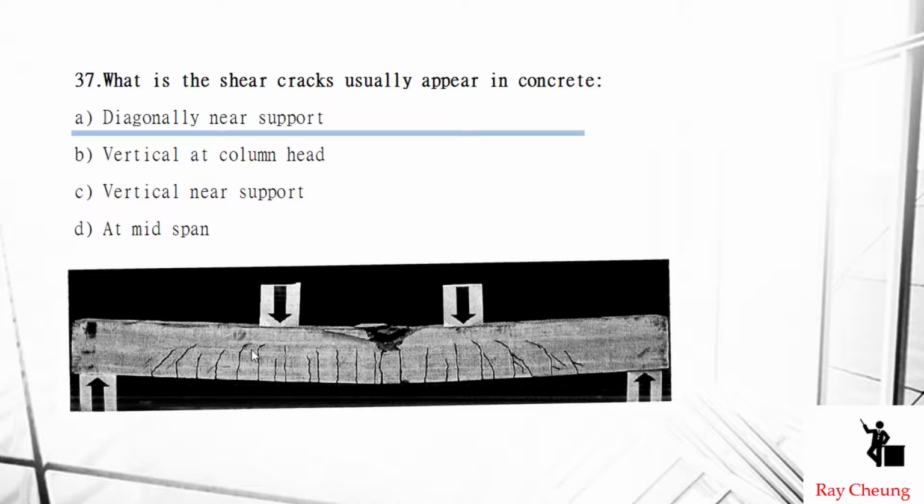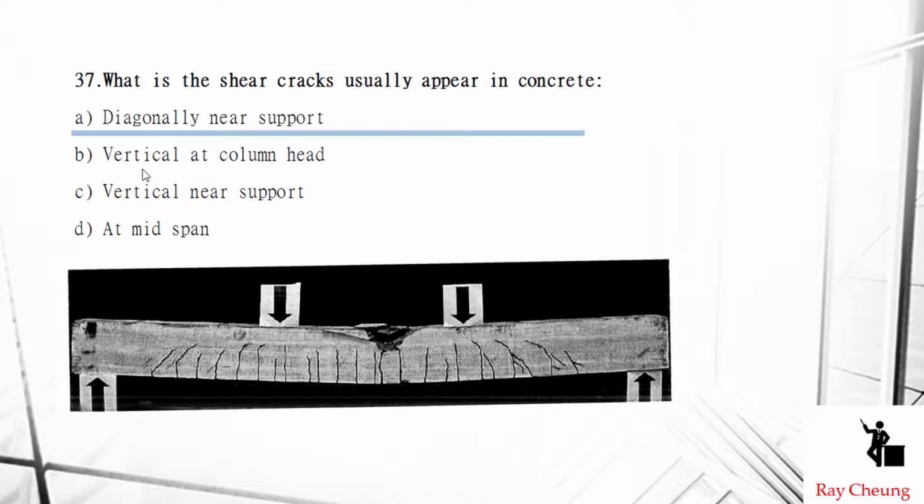All loading, the load path we call it. That means much loading will be near the support, and that's why this is a common type we provide. See the cracking is diagonal near the support. If you remember this picture, you will understand diagonal cracks near the support.